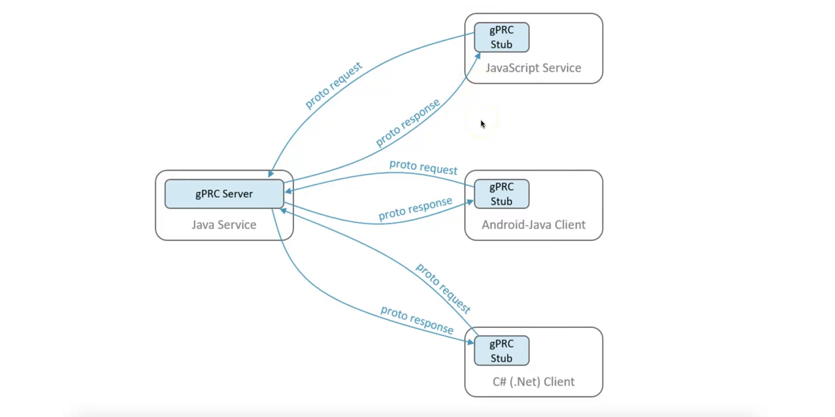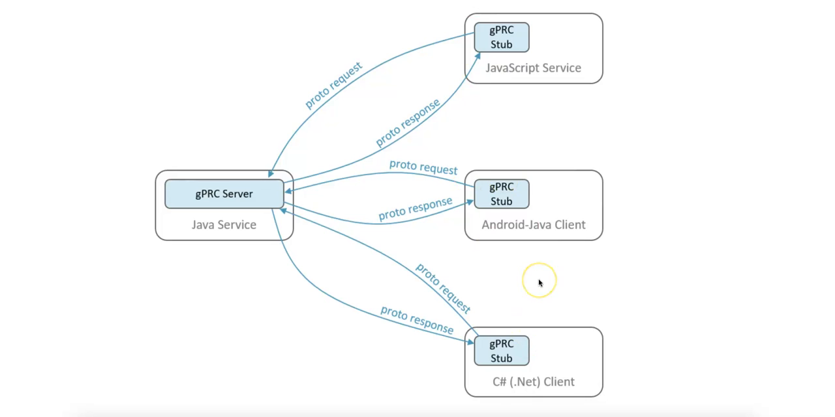Another feature is HTTP2 transport. gRPC uses HTTP2 as its underlying transport protocol, which enables multiplexing of multiple requests on a single TCP connection, built-in support for request and response compression, and lower latency and higher performance compared to older protocols like HTTP 1.1.